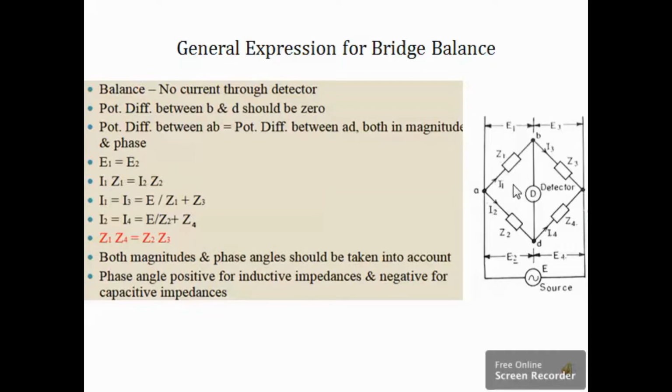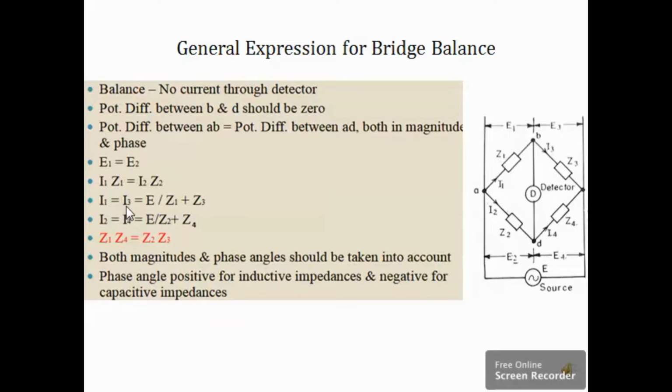And also, there is another condition to be satisfied because there is no current flow through the detector. So, the current flowing from A to B is the same as the current I3, because the same current will be flowing from A to B and from B to C, since there is no current flow through the detector. So, I1 is equal to I3. Here also I2 is equal to I4.